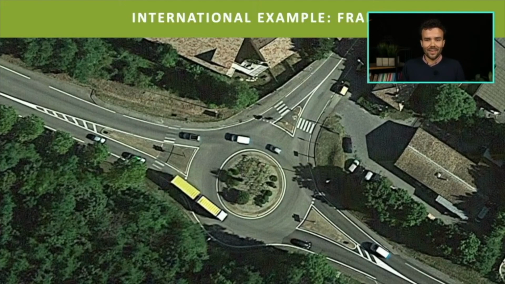Then a nice international example from France. You can see it's a pretty high-speed roundabout. You can see the design vehicle at the bottom is a huge truck, but that also means that people in normal cars can travel through this roundabout at crazy high speeds because you barely have to do anything in terms of using your steering wheel.